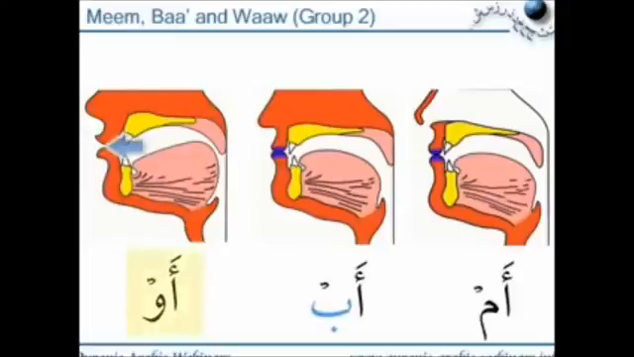And then we have aw. With the waw, you'll notice that you make a small circle with the lips, and it's the outer right and left side of your lips that come together.